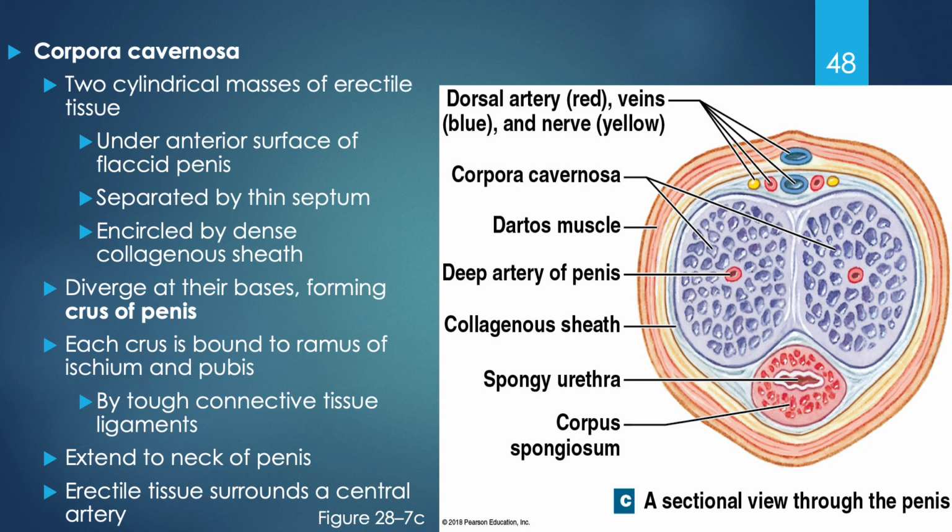These diverge at their bases, which forms the crus of the penis, and each crus is bound to the ramus of the ischium and the pubis, which are major hip bones. You'll cover this in 206 when you get into the skeleton. And they're also connected by these tough connective tissue ligaments that extend to the neck of the penis.